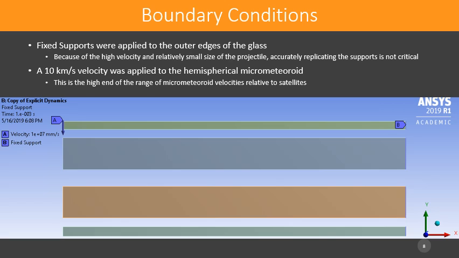The other boundary condition was the velocity of the micrometeoroid, and here you can see it's the equivalent of 10 kilometers a second.